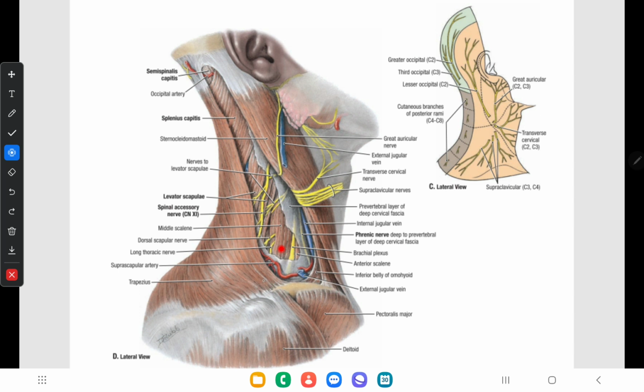Then the trunks of the brachial plexus are also very close to the surface in the subclavian triangle, as only the skin, platysma and investing layer of the deep fascia cover them. Here also you can see the spinal accessory nerve, and here you can see the suprascapular artery. Then here you can see a cut section of the external jugular vein. Those are also contents of the posterior triangle. Here you have the occipital artery here.